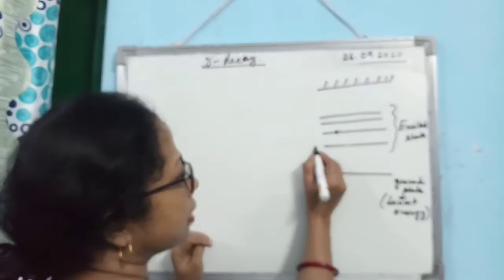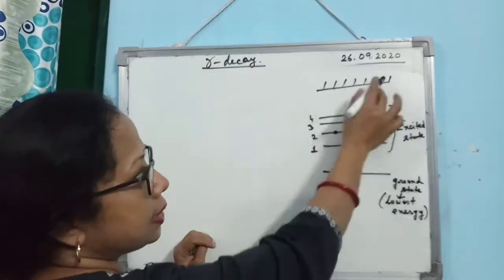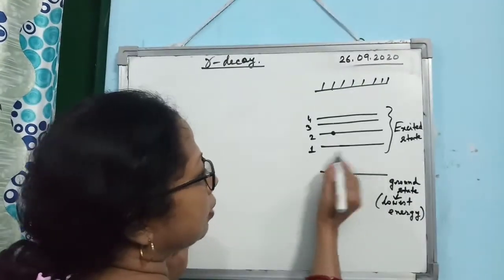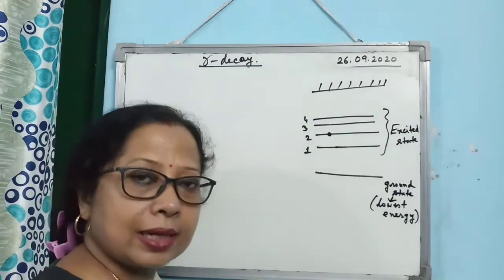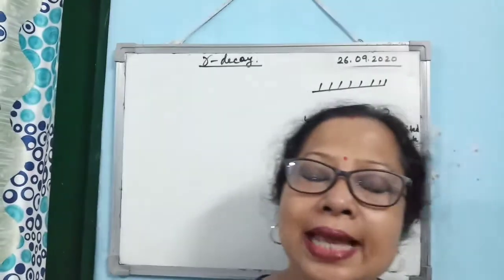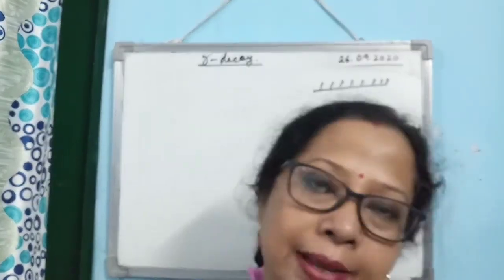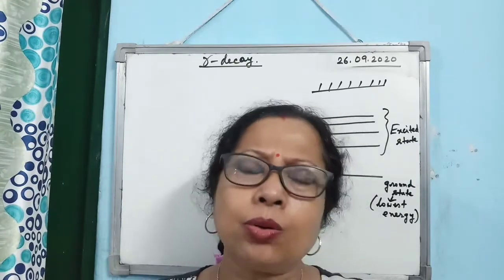Suppose the nucleus has jumped to the second excited state. This is the first and this is the second excited state, then third, fourth and so on, and this one is infinity. So you see, when the nucleus got the energy, it went to the excited state. But the nucleus cannot stay in the excited state for a long time.